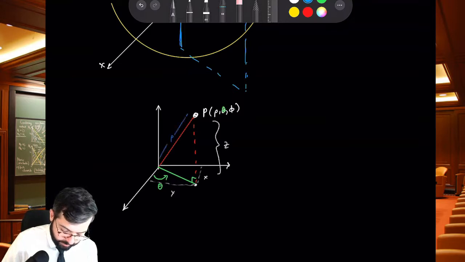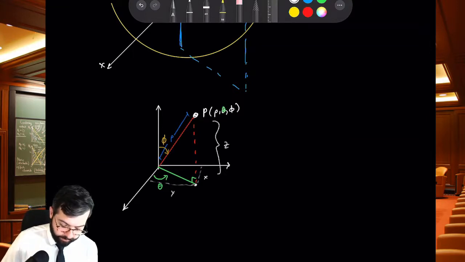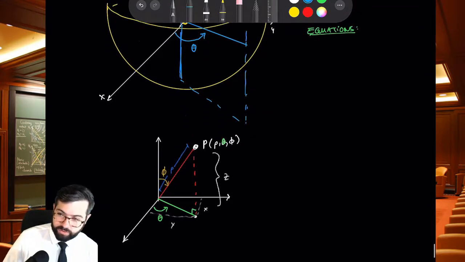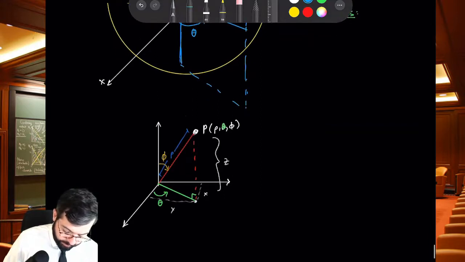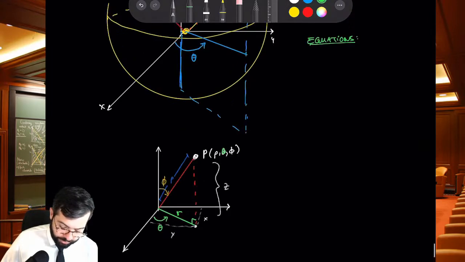Rho, we said, is this length, and it's really the hypotenuse of this triangle. And phi is this angle here. So, a couple things I need you to see here. First is, what is r? Well, r from polar, if you remember, is this distance out in the xy plane, in the polar plane, on the cylinder. And that's going to generate some stuff for us.